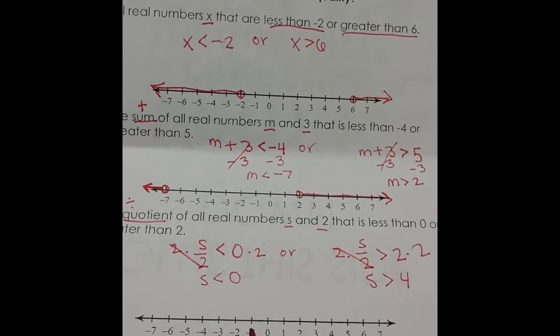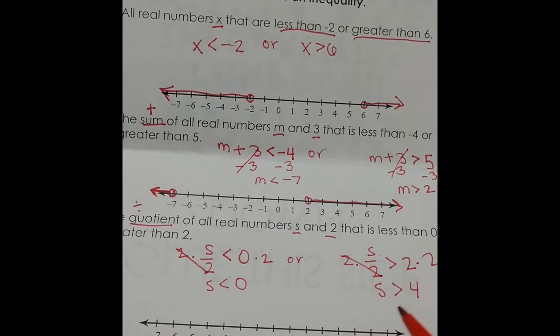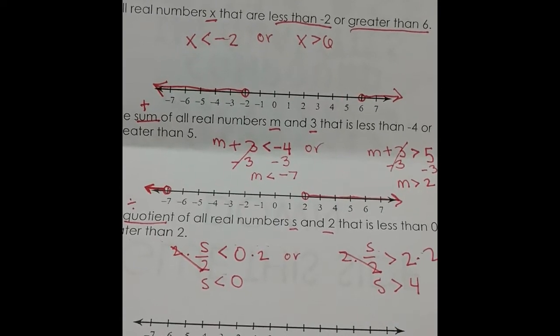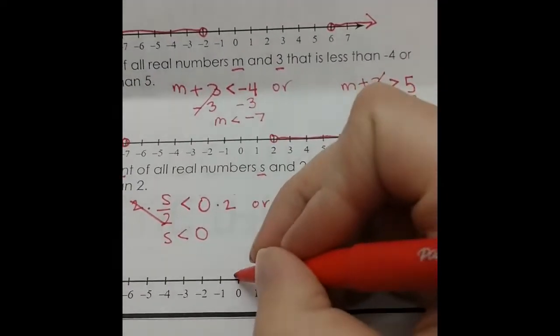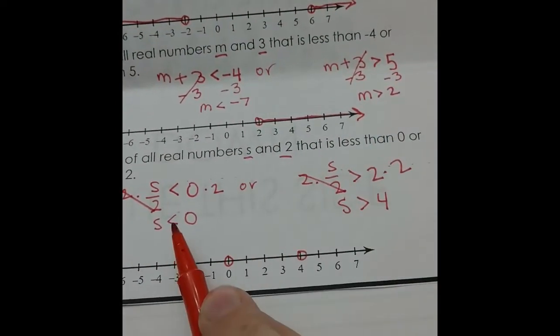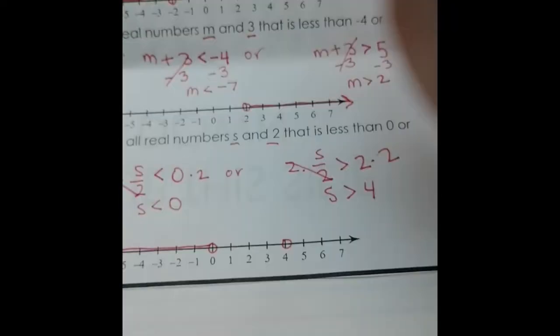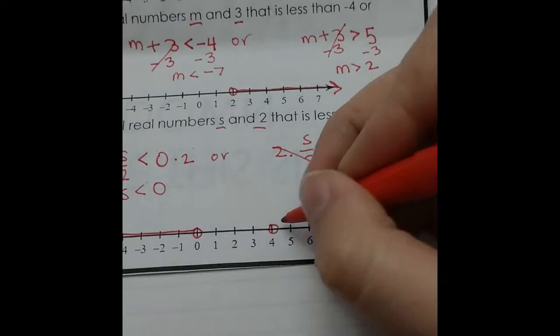So that's, again, we're having open holes both times. It's a less than and a greater than, no or equal to part. So we're going to put an open hole on 0 and an open one on 4. And since this is less than 0, we're going to the left. And since this is greater than 4, we're going to the right.